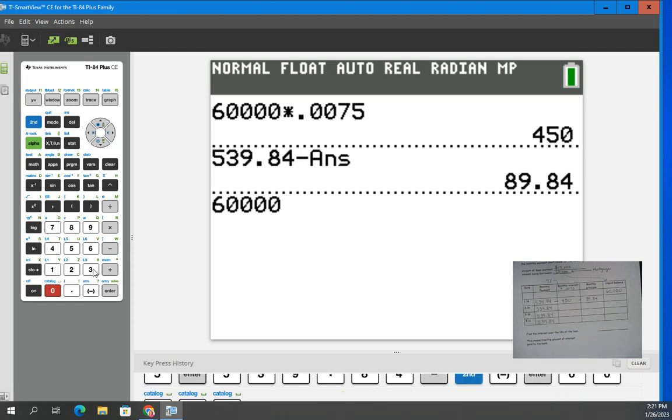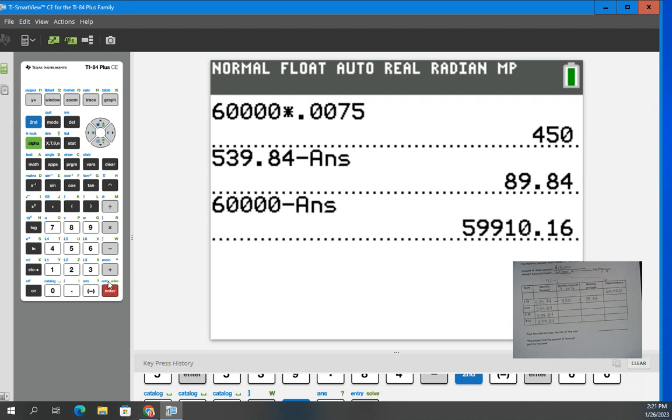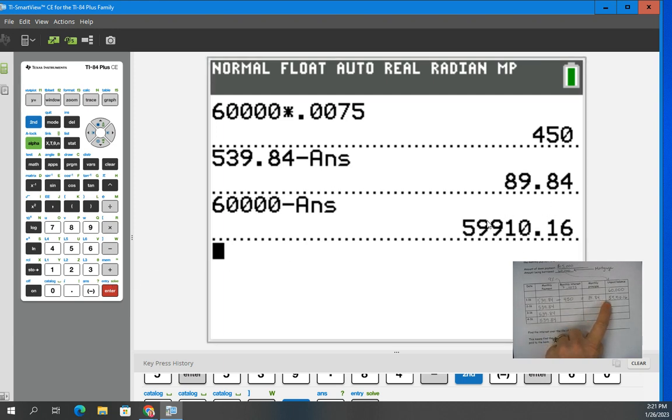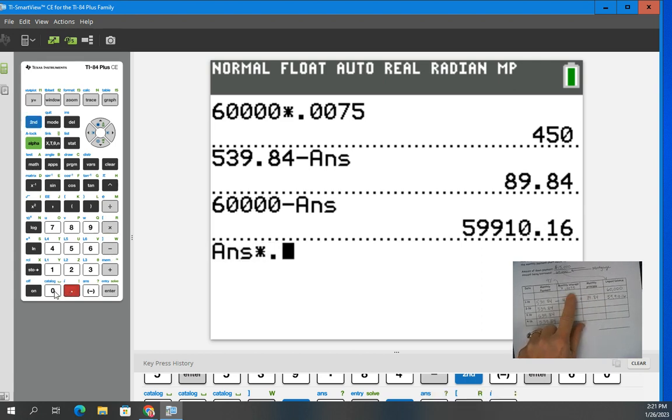So then we take our $60,000 and we subtract that $89. So we now have a balance of $59,910.16. And we continue the process again. But this time we take this number, $59,910.16. We're going to take that number and we are going to multiply it by our monthly interest rate.